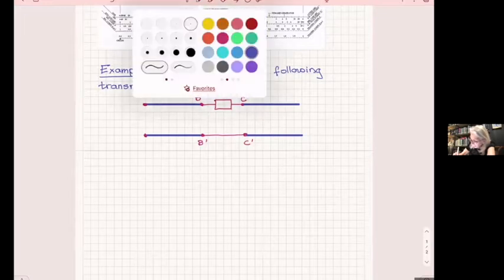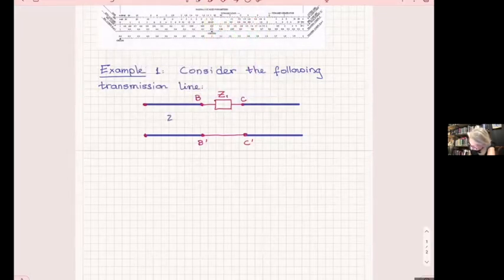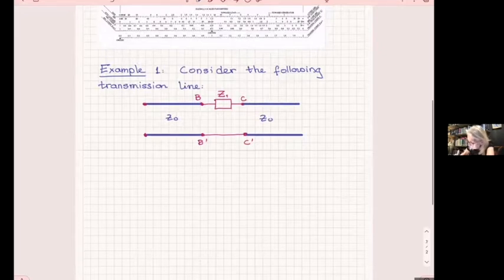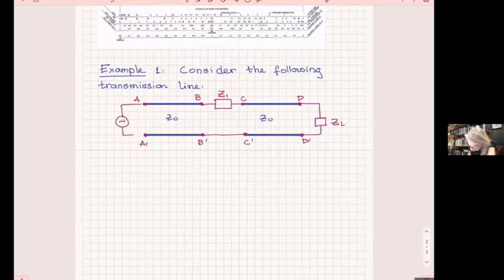So, I assume that here is Z naught, here is Z naught, and at the end of the line, I have a load. And this load is ZL. And then I'm asking you to go to the beginning, so this is D prime, and then to the beginning of the line, A prime. And let's assume that you put a source here, ideal, V naught. Let's assume V naught is 1 volt, just for simplicity.